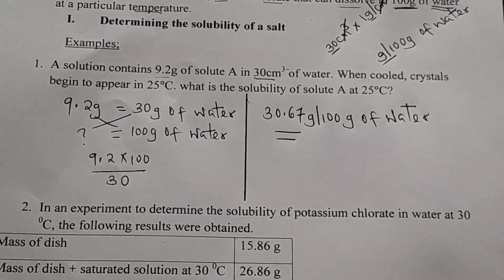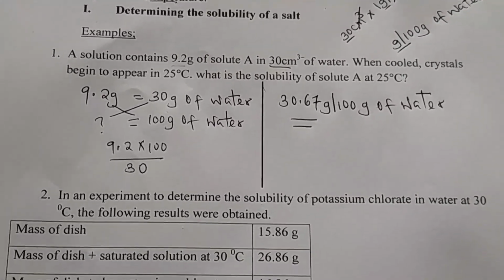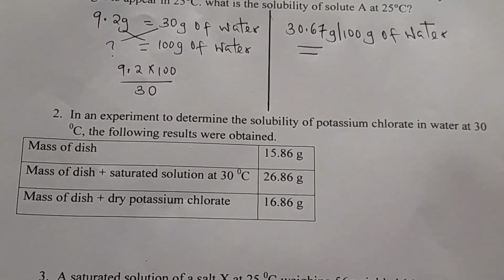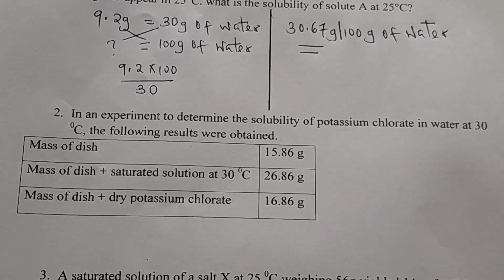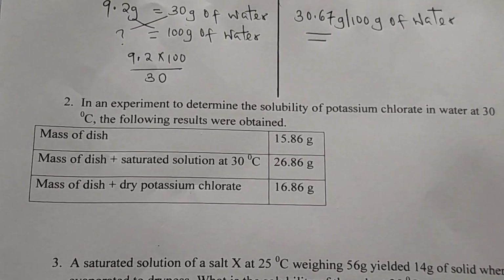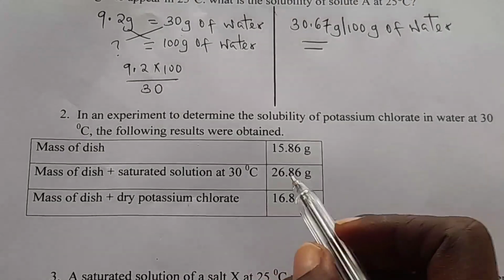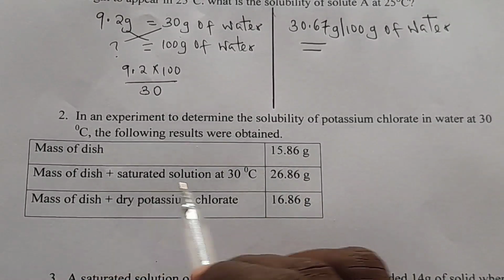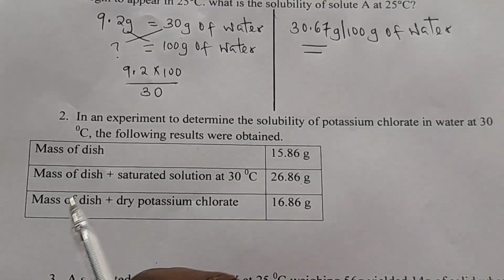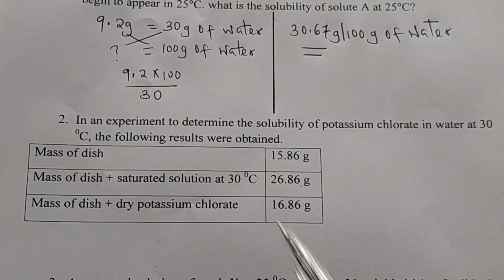Okay, let's go to example number 2. We're having an experiment to determine the solubility of potassium chlorate in water at 30 degrees Celsius. The following results were obtained. We have the mass of the dish, the mass of the dish plus saturated solution at 30 degrees Celsius, and then the mass of the dish plus the dry potassium chlorate.